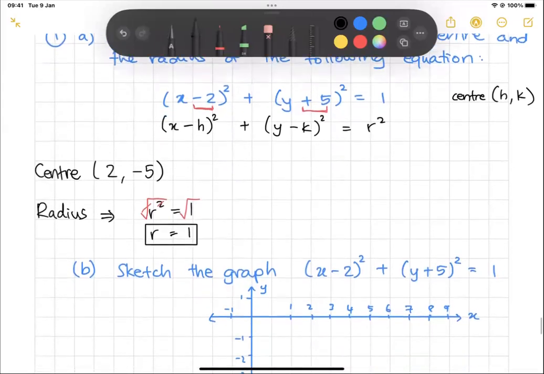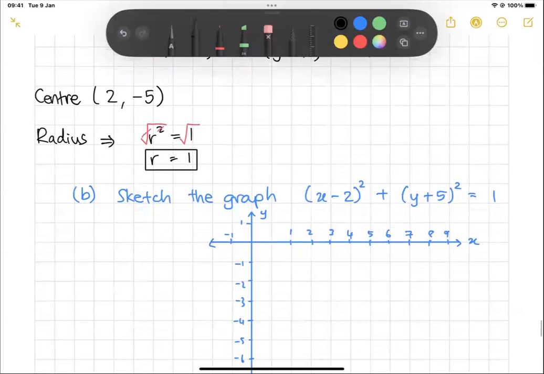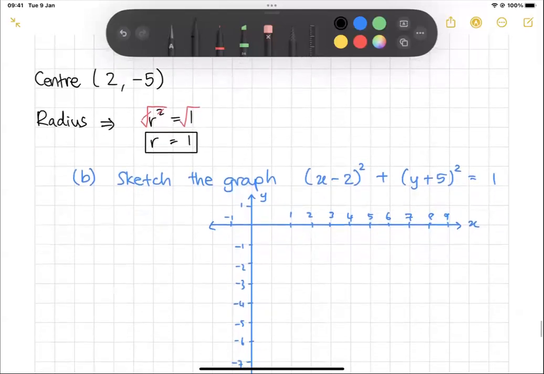Now, question B: sketch the graph of x minus 2, whole squared, plus y plus 5, whole squared, equals 1.